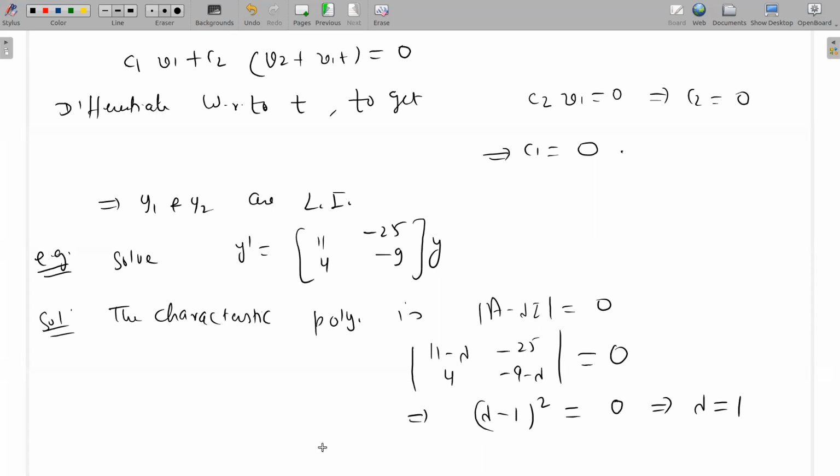So lambda equal to 1 is the only eigenvalue. It may happen that corresponding to lambda equal to 1, you may get two different linearly independent eigenvectors. So that is case 1. The first case था. तो अगर दो मिल गए तो अच्छी बात है, अगर नहीं मिले तो फिर दिक्कत है.